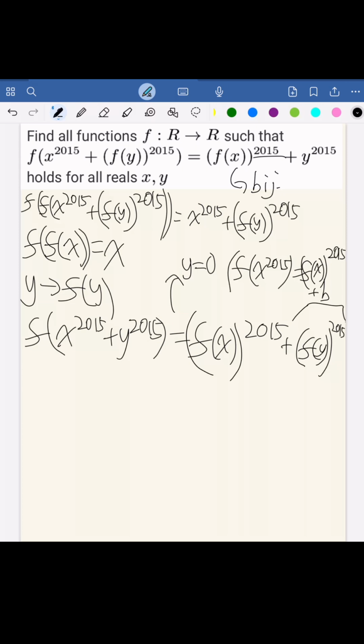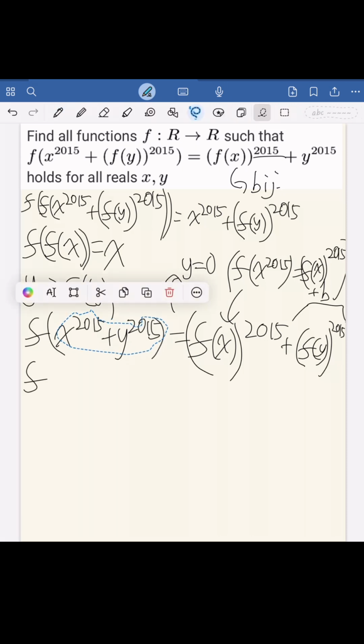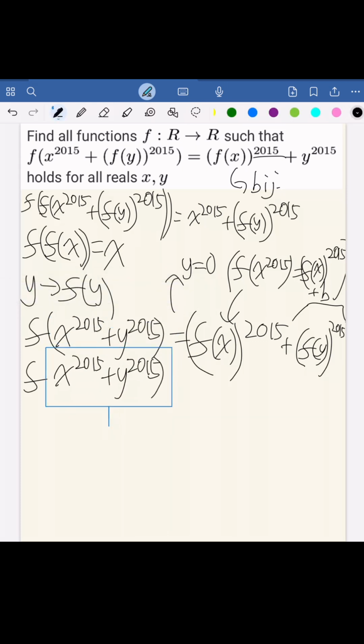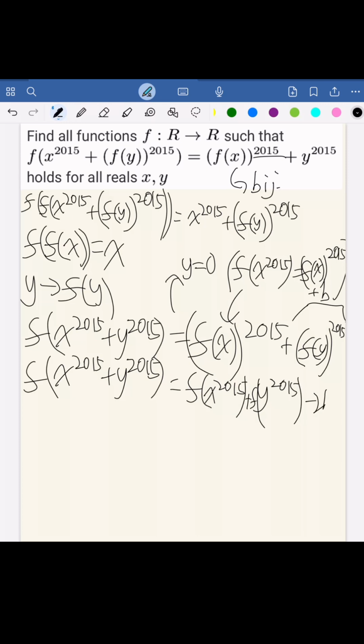Okay, so now that we have this, we can substitute here. And that will give us f. Let me just copy this thingy down here. I missed the open bracket. And then on the right side, you can just make it f of x to the 2015 plus y to the 2015. Oh, my bad. Plus f of y to the 2015, and then minus 2b.